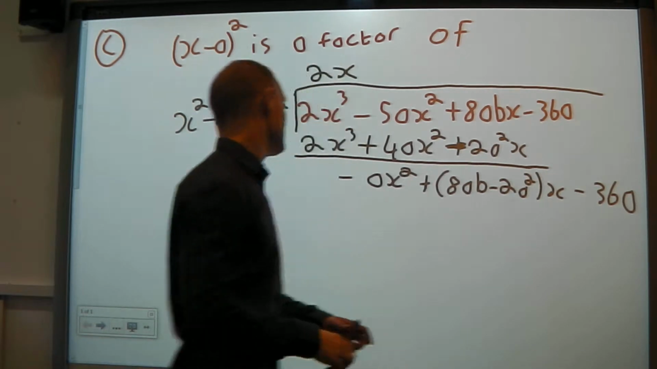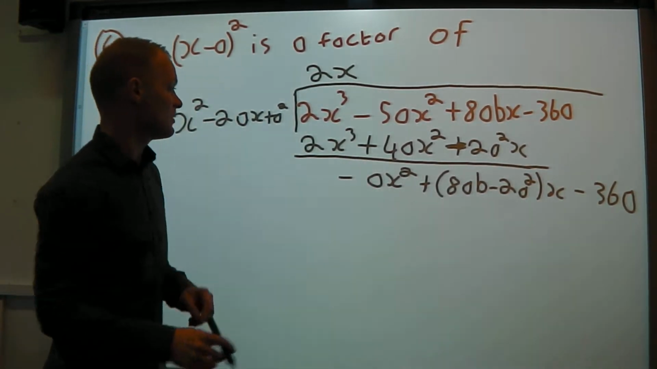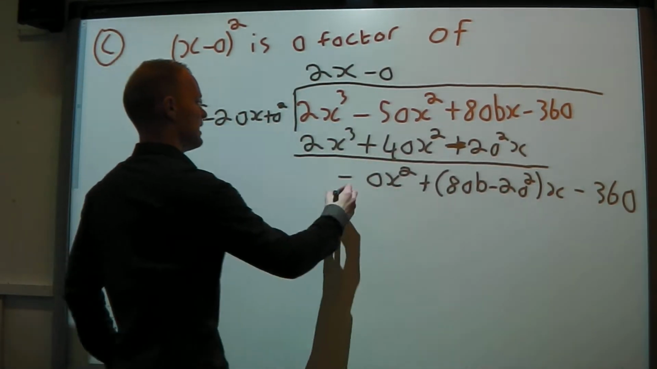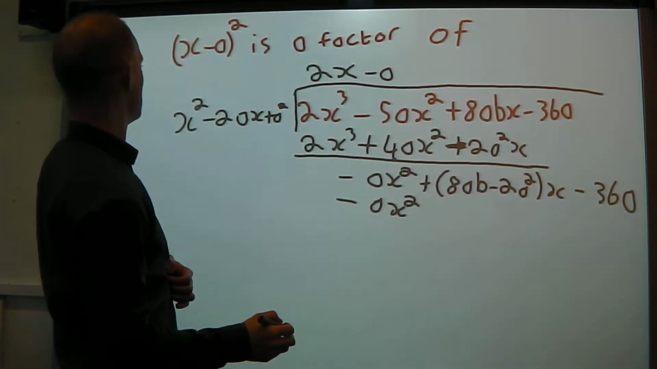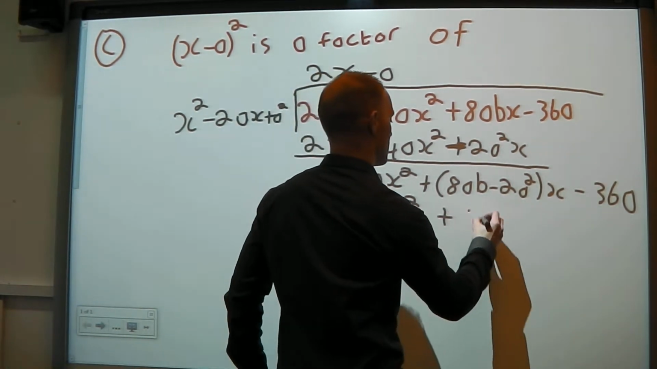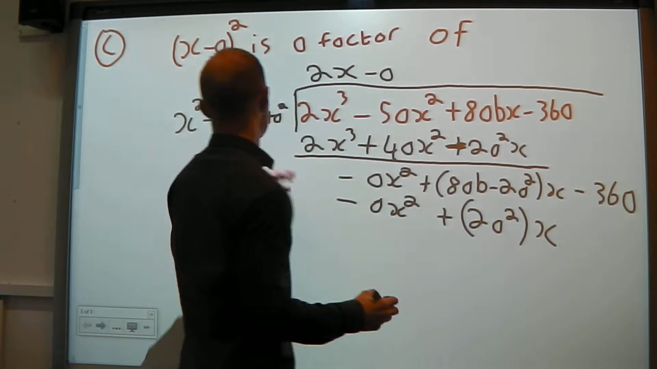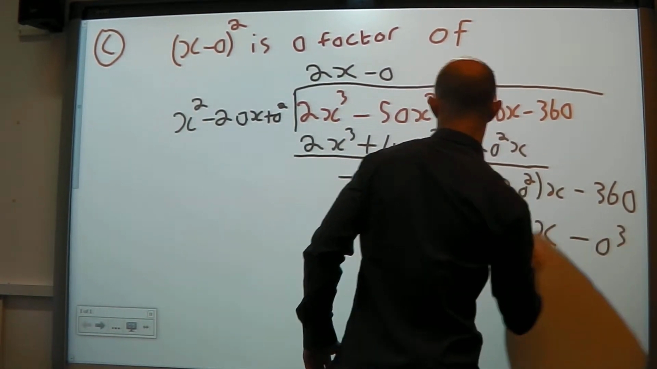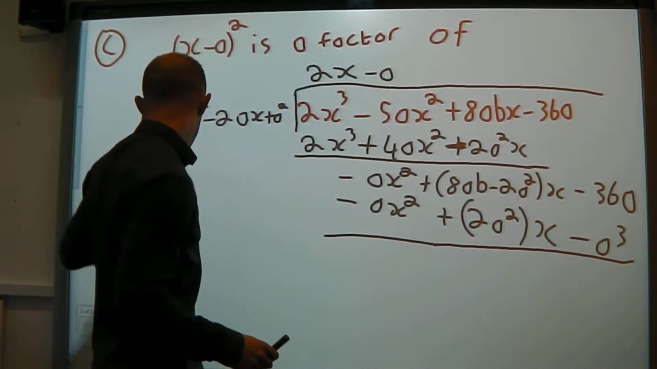Now we do the exact same thing again. We divide our x squared term into negative ax, and our answer here is negative a. So we multiply every term here by negative a, which is negative ax squared, positive 2a squared x, and negative a cubed. And we subtract that. And when we subtract that, we're going to get 0. So that's really what we work with in this question.